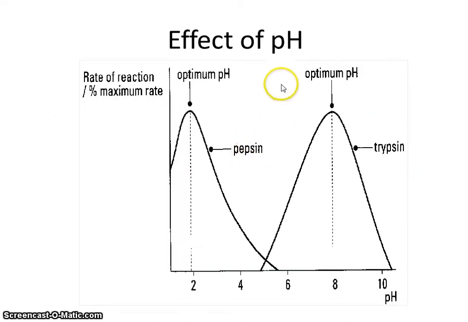Now we can look at the effect of pH. It's often believed that enzymes have an optimum pH that's always at 7. Well, that isn't true.